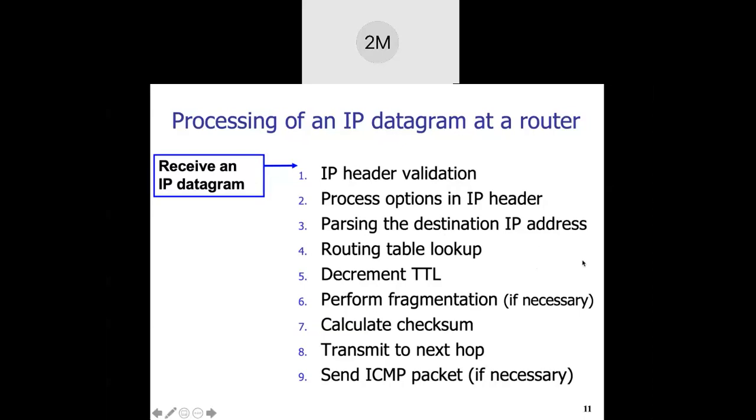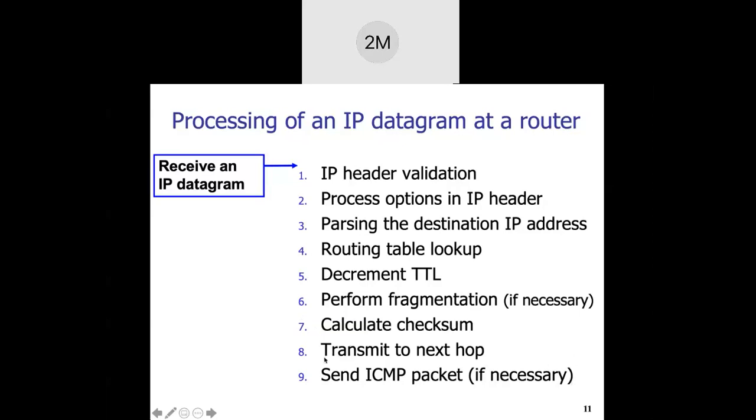After the fragmentation, many fields in the IP header get changed, because of MF, offset, and which other field? Total length. All these fields get changed, and because of that, the checksum also needs to be calculated. So it will calculate the checksum and transmit the packet to the next hop.